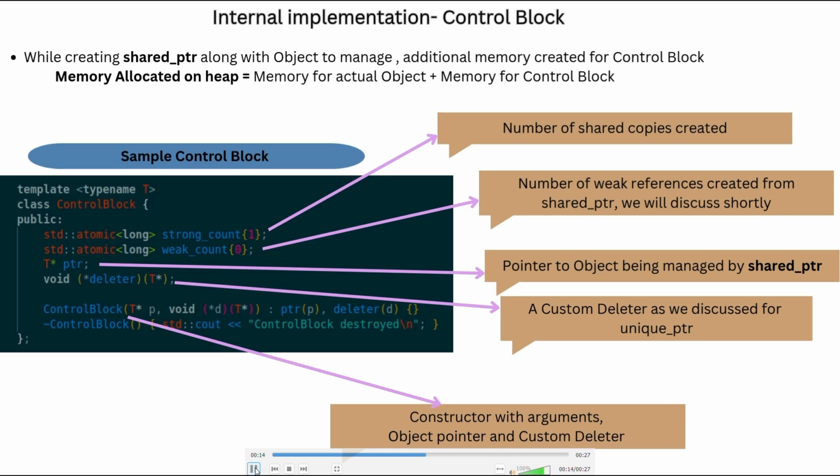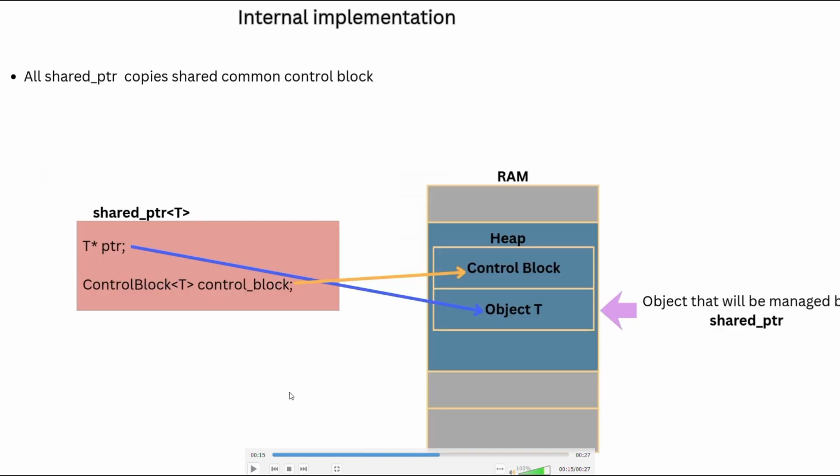We will see the constructor of the shared pointer. So here you can see the picture. Unlike unique pointer, which is holding a pointer to the original object, shared pointer also has the control block. The control block is templatized, so the template is the same as the object type. If the object type is, let's say, my class, the control block is also of my class.